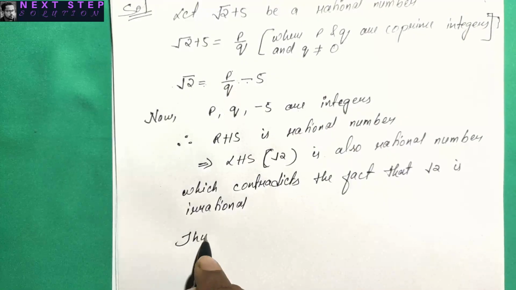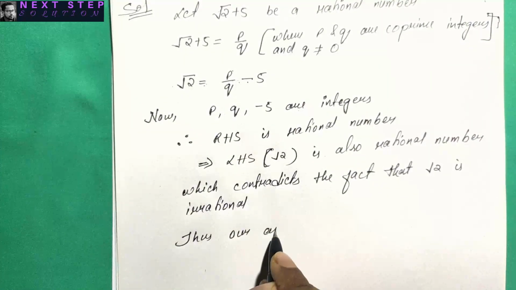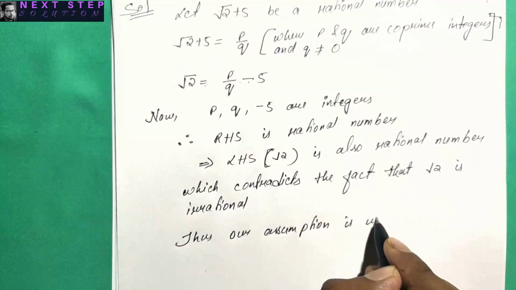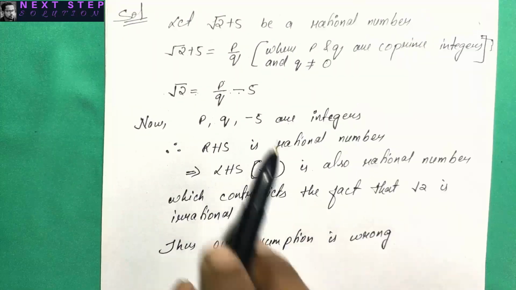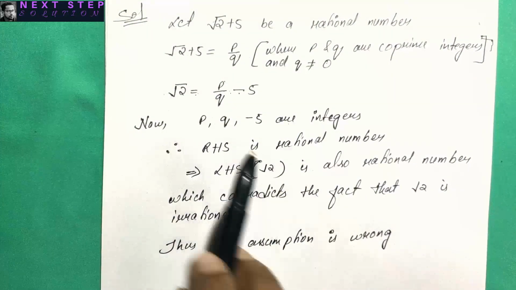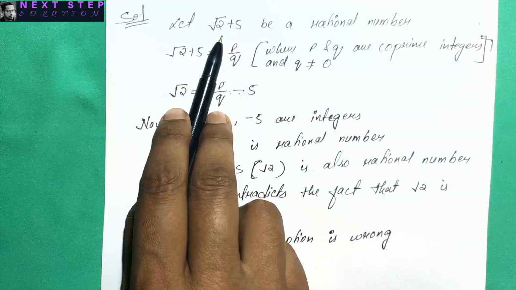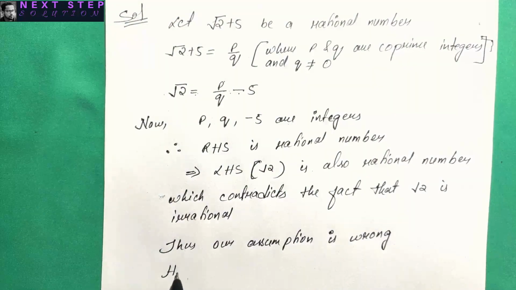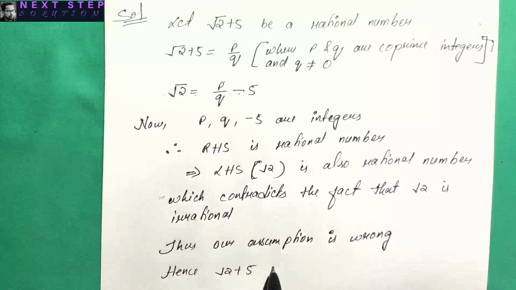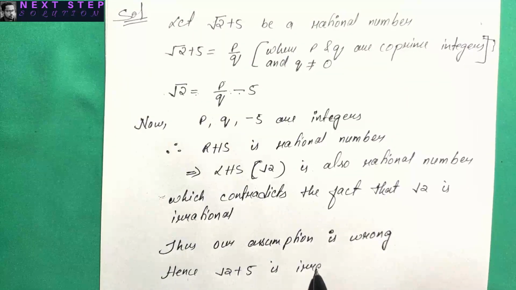Thus, our assumption is wrong. Our assumption that root 2 plus 5 is a rational number is wrong, and hence it becomes root 2 plus 5 is irrational number.